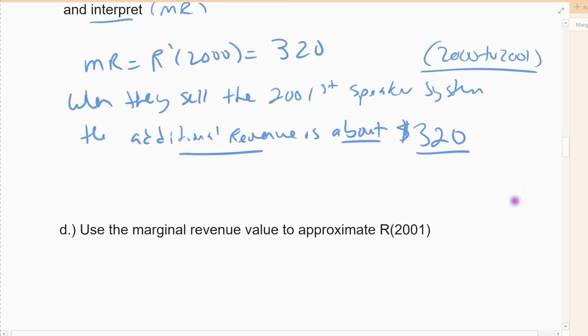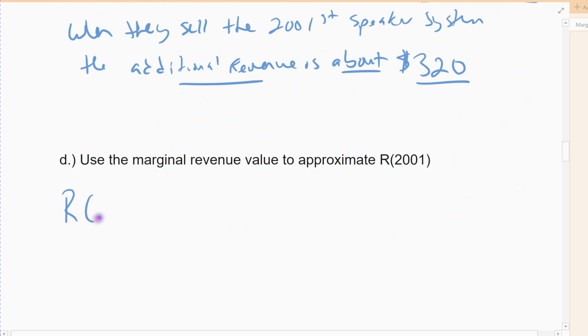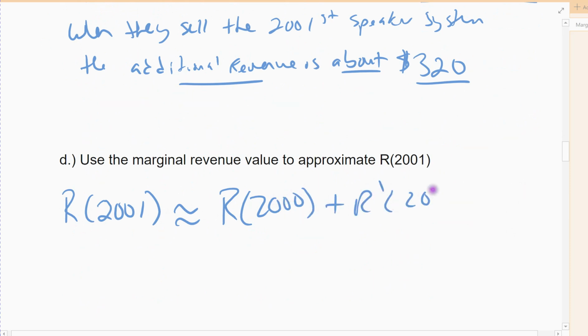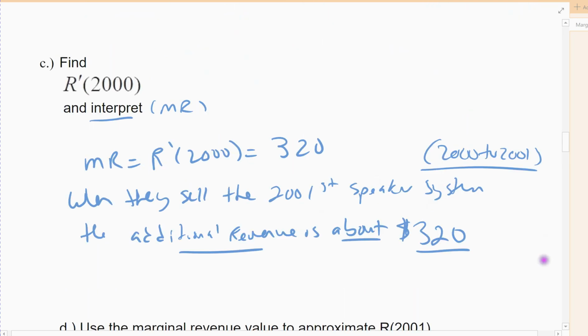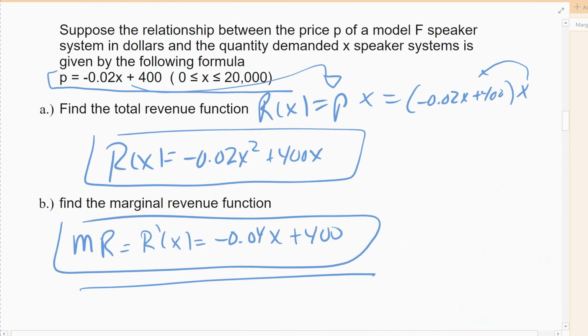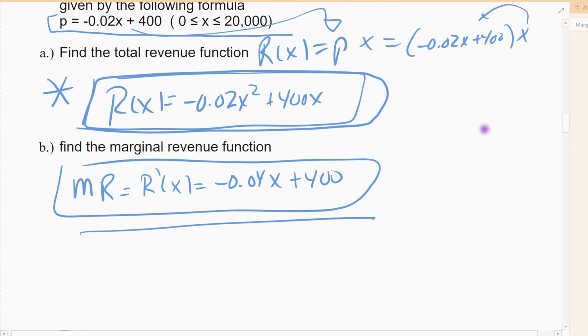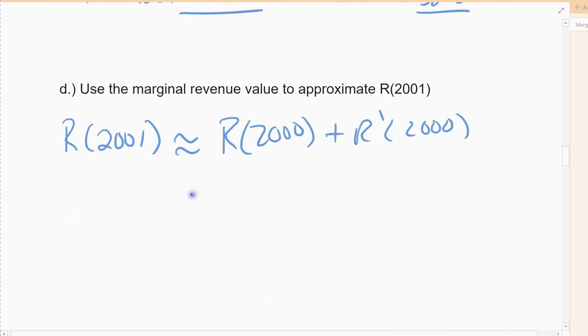Alright, use marginal revenue to approximate the revenue at 2001. So again, they would know the 2,000 and we have to find it. It's revenue at their current level, which is 2,000, plus their derivative at the 2,000, which is the approximate additional. So we find the revenue at 2,000. I have to go all the way back up here to my original, not the derivative, to my revenue, and plug my 2,000 in here to find out how much revenue was generated at 2,000, the current level. When I do that, it comes out to be 720,000, which is their current revenue.